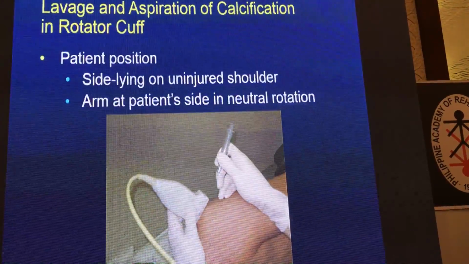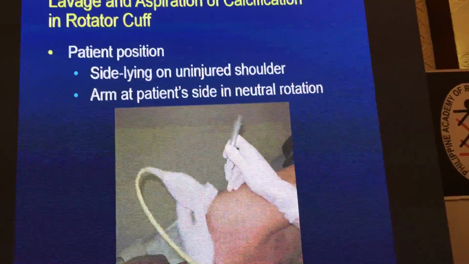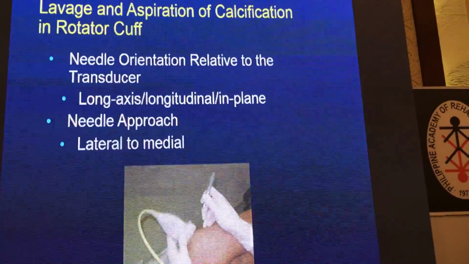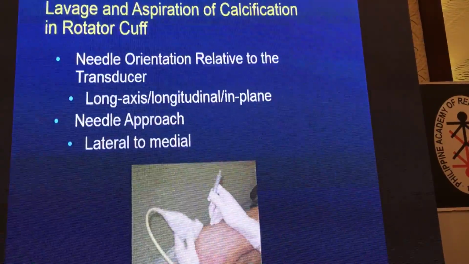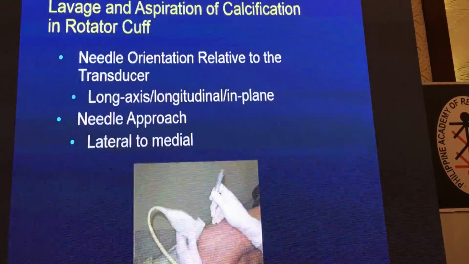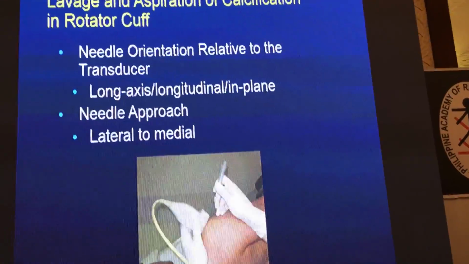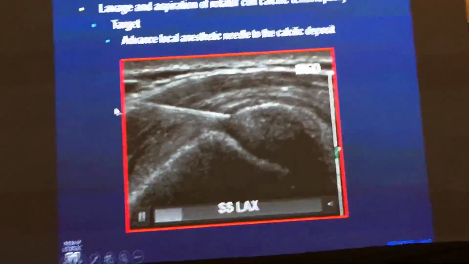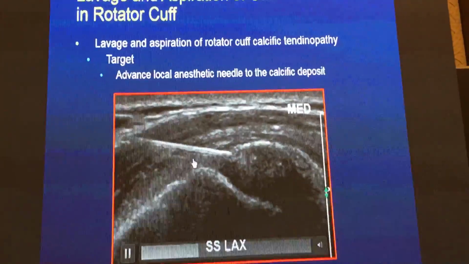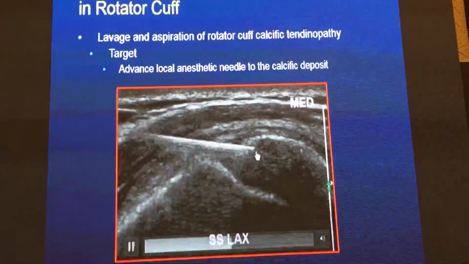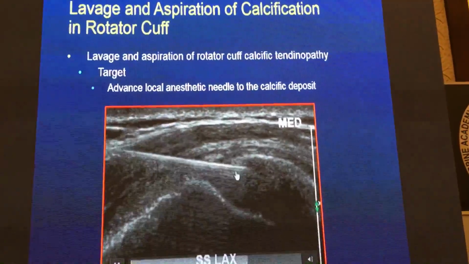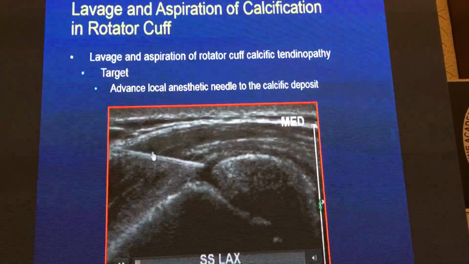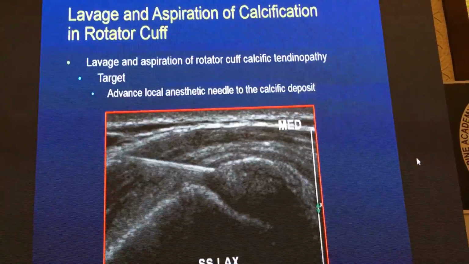So the patient, I will have them in a side-lying position, and I'll put my transducer directly over the top of the calcific deposit. And similar to doing the injection into the subacromial subdeltoid bursa, I'm going to go from a lateral to medial direction in a long axis relative to the transducer, and I'm going to guide the local anesthetic needle through the deltoid and right down to the surface of that calcification. Now with the local anesthetic needle, I actually am not going to put it inside of the calcification. I'm just going to go down to the surface of the calcification.